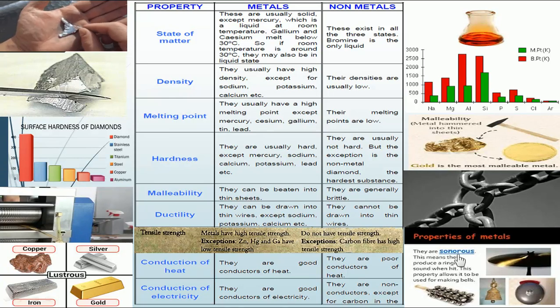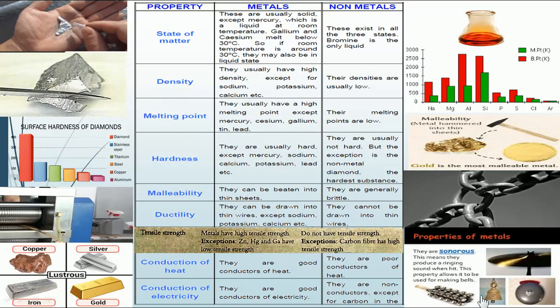The next property is called sonorous. When you hit a metal with another metal, it produces a particular sound called clang. This particular sound is usually produced by metals. So metals are sonorous. This means they produce a ringing sound when they are hit. This property allows them to be used for making bells. You could see the bells, drums, and other things we can make out of this.